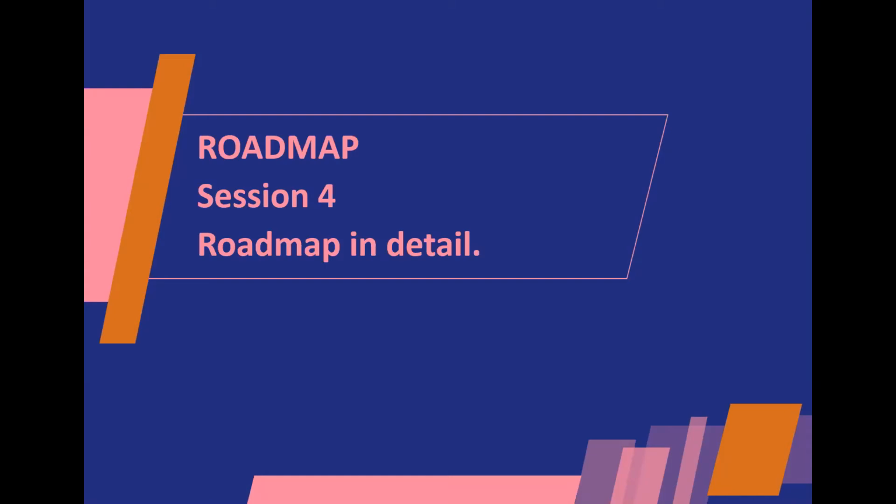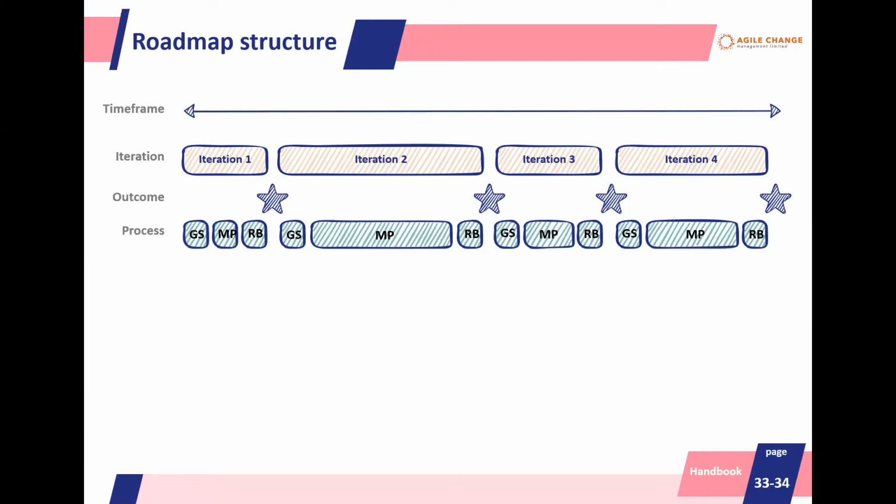This session is really a revision session to help you understand the activities that take place in each of the processes that take place within each of the iterations. Just to remind ourselves, we know this structure very well. We've got the overarching time frame. That is divided into iterations. On the left there, we have iteration 1, and then we have subsequent iterations, however many are relevant for your change. We have the outcome defined for each of those iterations, and we manage each iteration using the same 3 repeatable processes of getting started, making progress, and realizing benefits.